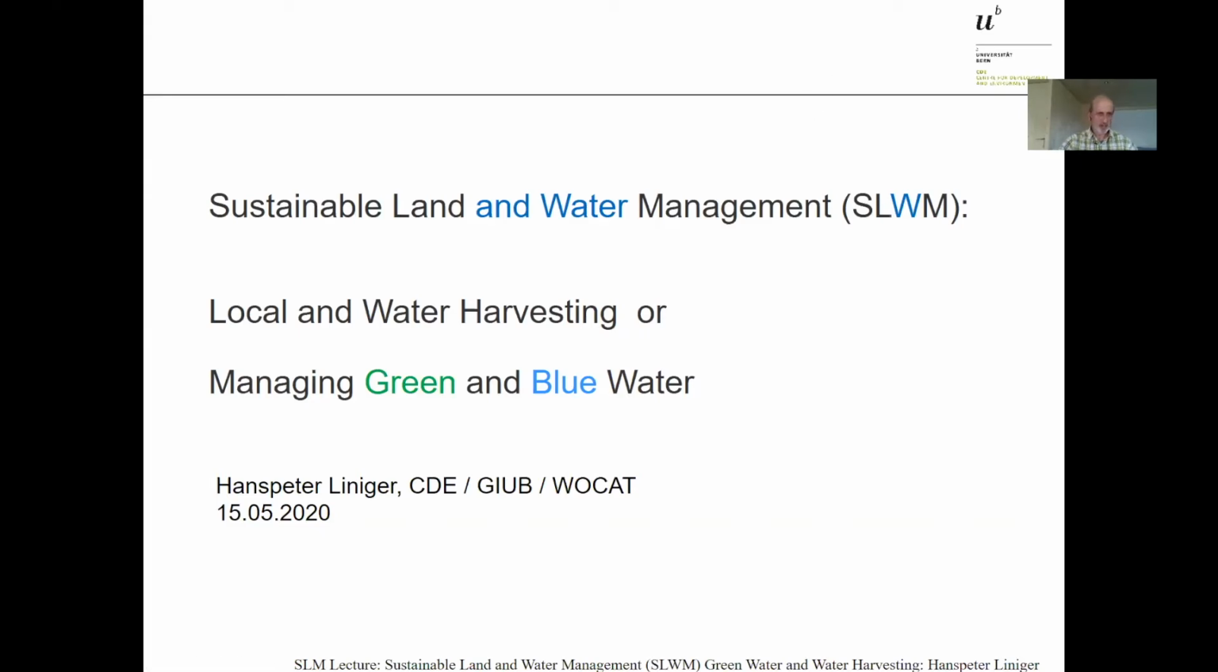Welcome to this half-an-hour presentation on sustainable land and water management. A number of institutions are actually using that term, land and water management, even though in land the water is already included. Per definition, land is water, soil, vegetation, and animals. But they want to emphasize the water management together with the land management.